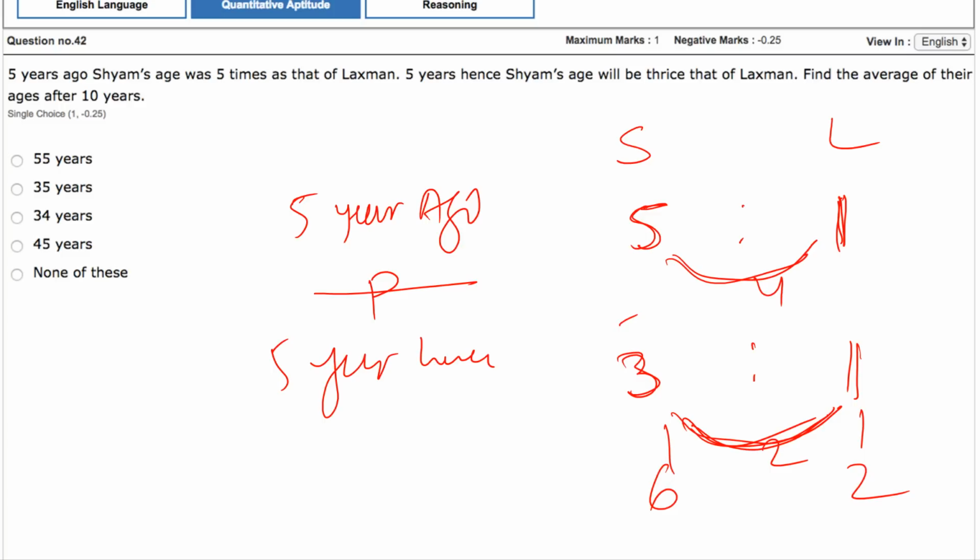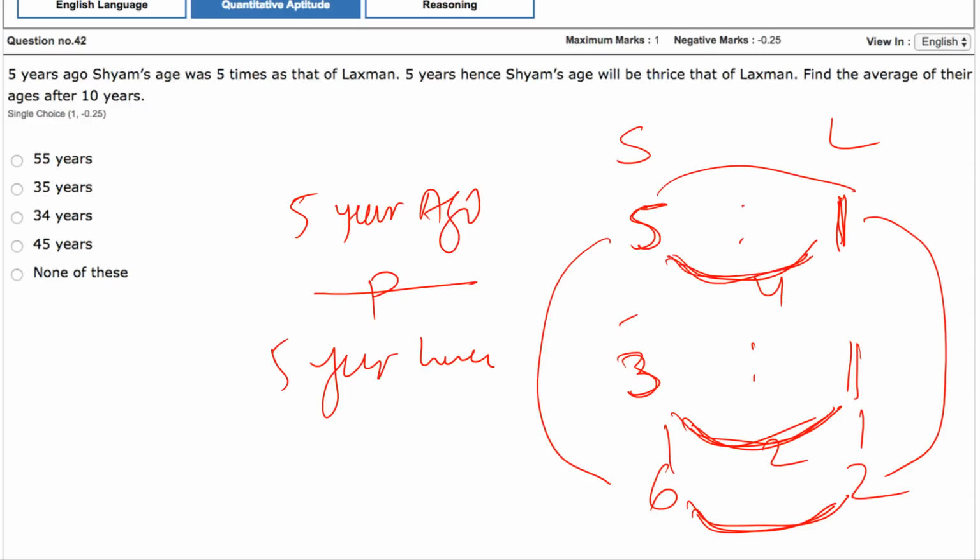So after 5 years, what has become of it? Their age difference will not change, right? That is the concept. If anyone has a problem, he has to go back and watch the concept video. So the age difference is constant, which is roughly 4x. Here also the difference in their ages will not change, so 4x. Now each unit, what is it actually equal to? So 10 years basically is giving me 1 unit.